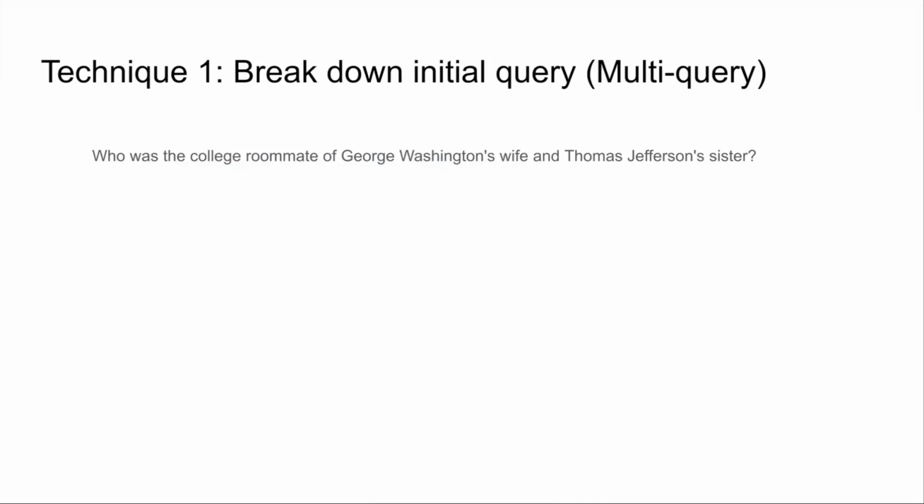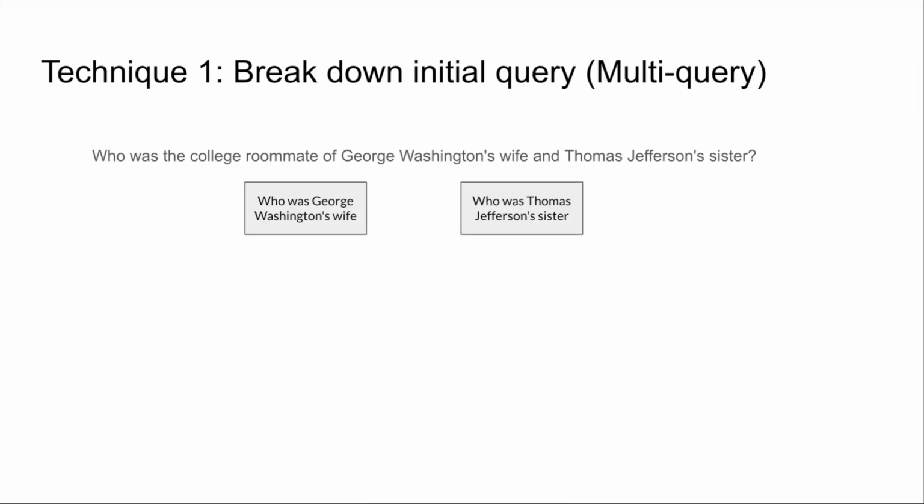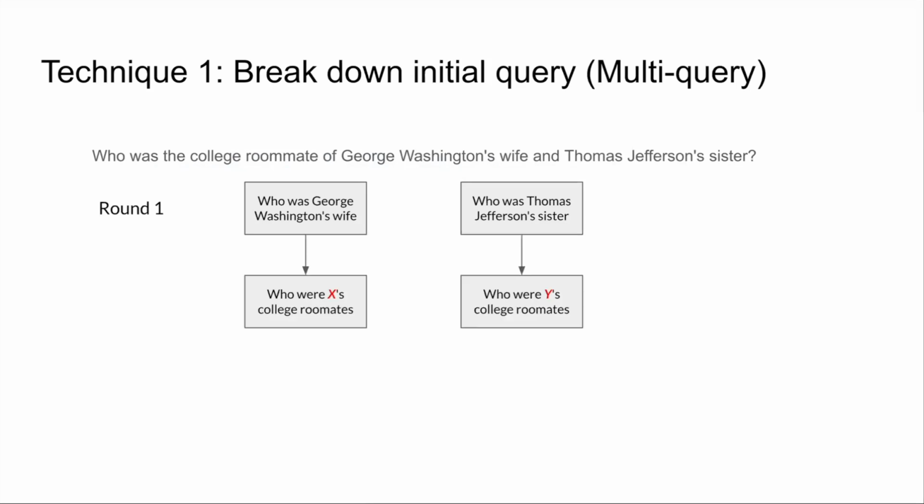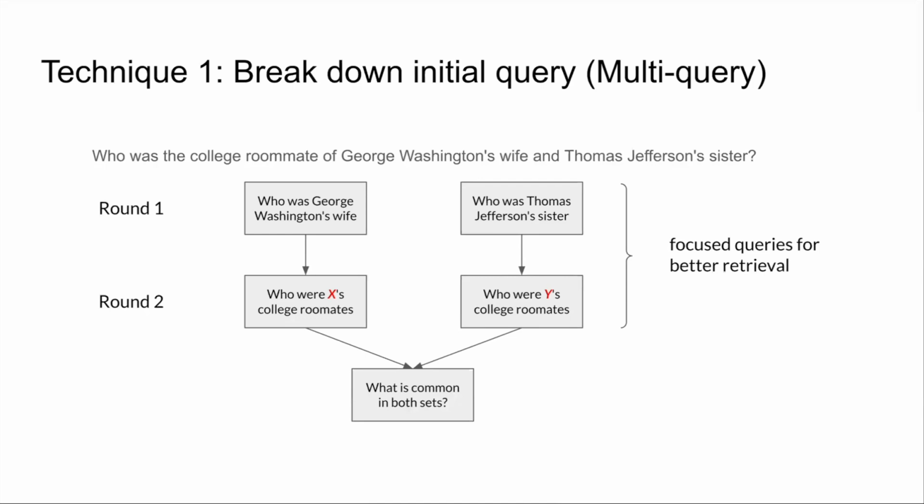If you just use this query to get some retrieval, you're probably not going to get very good results. What would be better is if you could break down this complex question into smaller, more focused questions so that you could get some answers. For example, you could break it down to: who was George Washington's wife, and who was Thomas Jefferson's sister, and then you will get back some response. Then you could ask a second round of questions, right? Who was X's college roommate, whoever George Washington's wife is, and then there are questions about Jefferson's sister. The idea here is that you want to have focused queries for better retrieval, and then you're going to combine it.